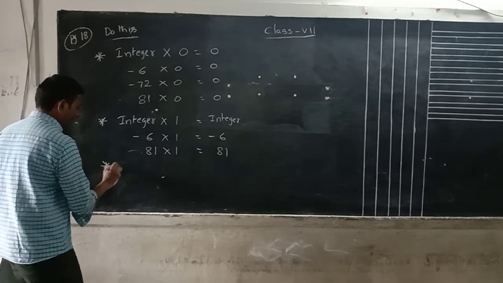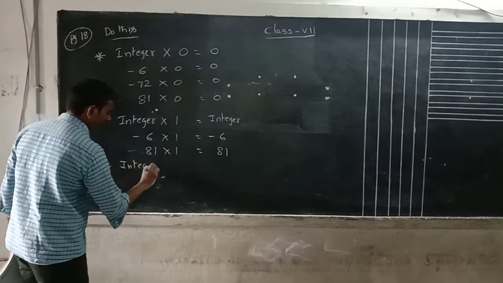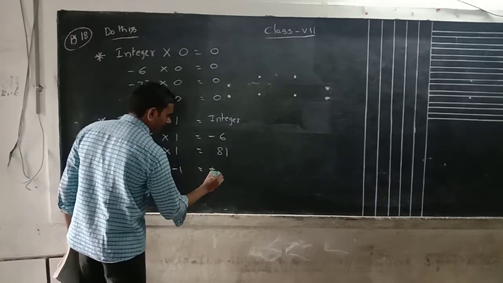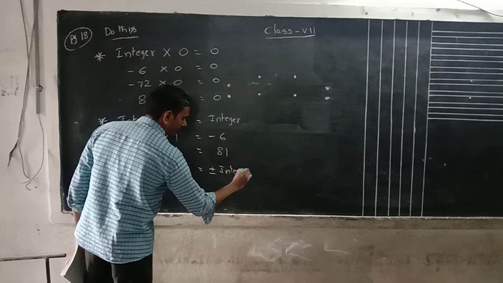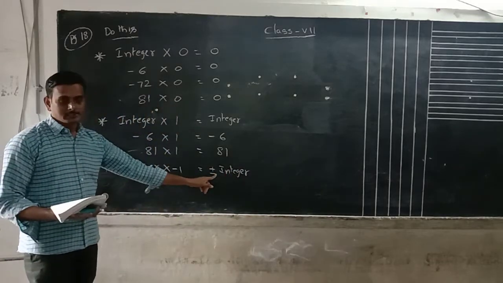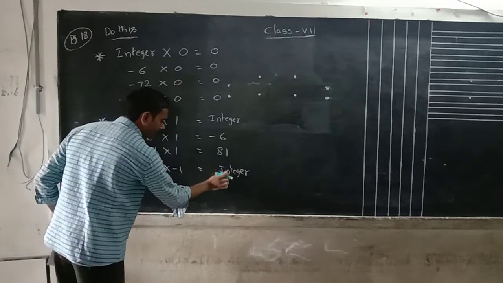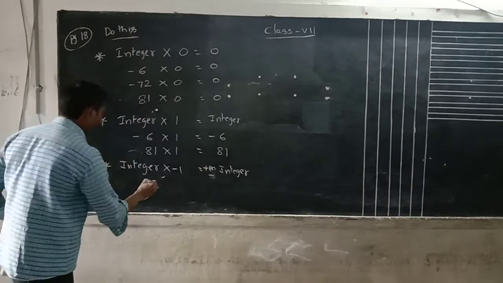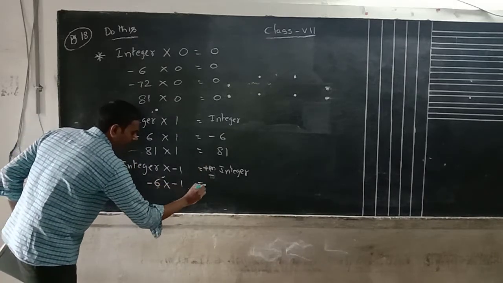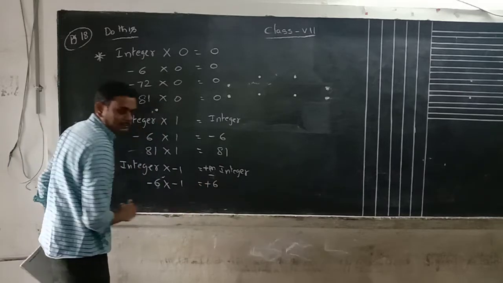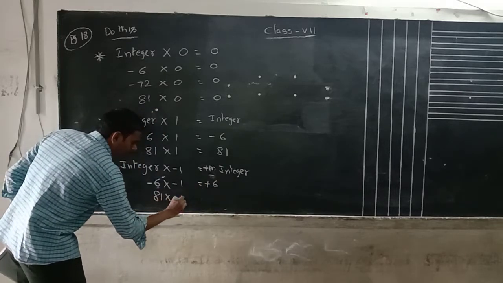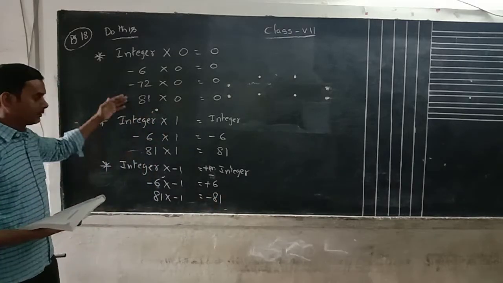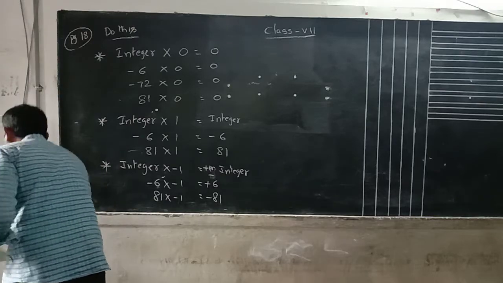Next, an integer multiplied with minus 1. According to the sign, we will get the result, plus or minus, any one sign only. For example, minus 6 into minus 1: minus into minus means plus 6. 81 into minus 1: plus into minus is minus 81. Then according to the sign we will get the result. Now we will do exercise 5.